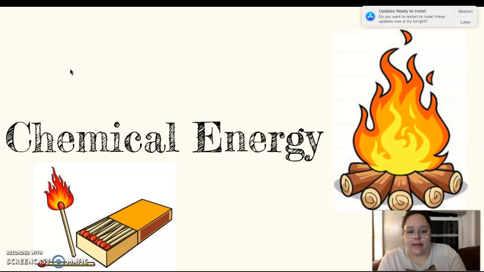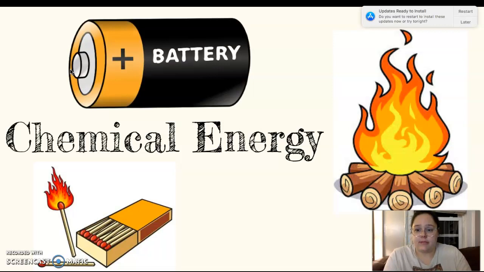Again, a campfire, lighting logs to make a fire, that's a chemical reaction. It's a chemical energy change. And a battery is also chemical energy. We talked about those positive and negative molecules. This is a perfect example of that.